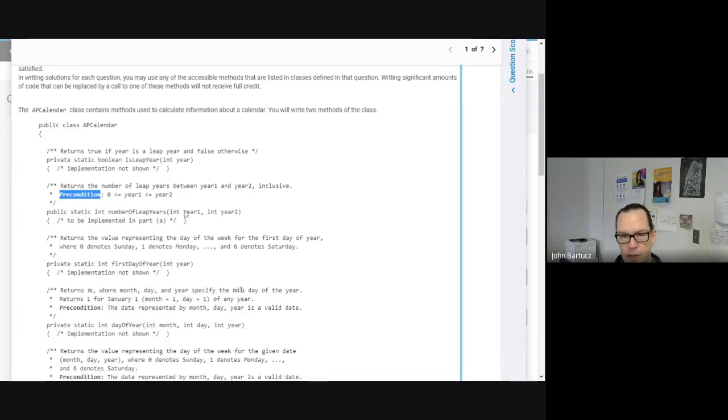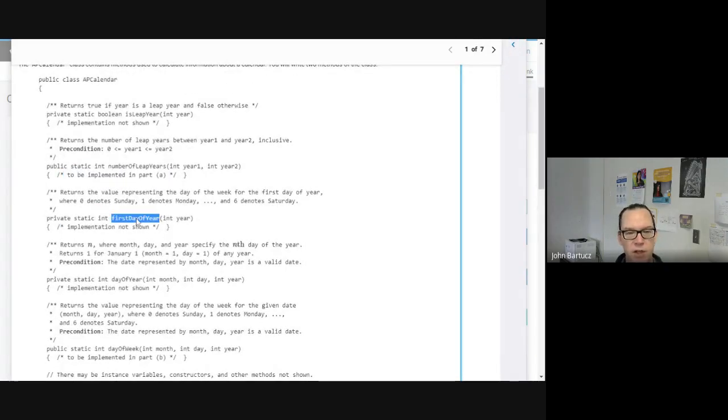So if, for example, you pass in 2003 and 2005, it will return an integer, or should return an integer, 1. If you pass in 2004 and 2008, it should return 2 because it's inclusive. And this is the first thing that you are going to implement, right? So again, don't worry about it for now. You'll be implementing it later. You just need to understand what's going on.